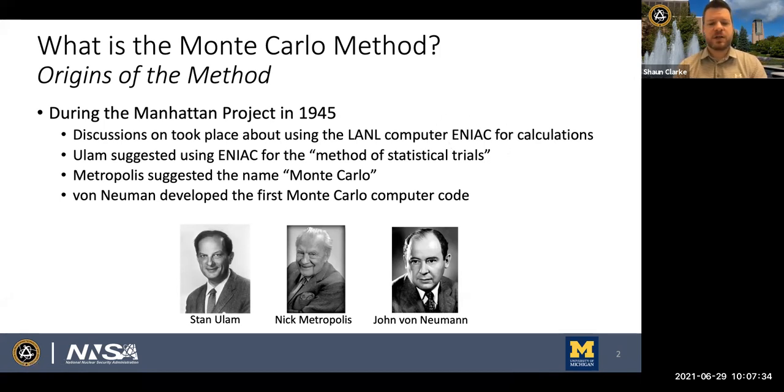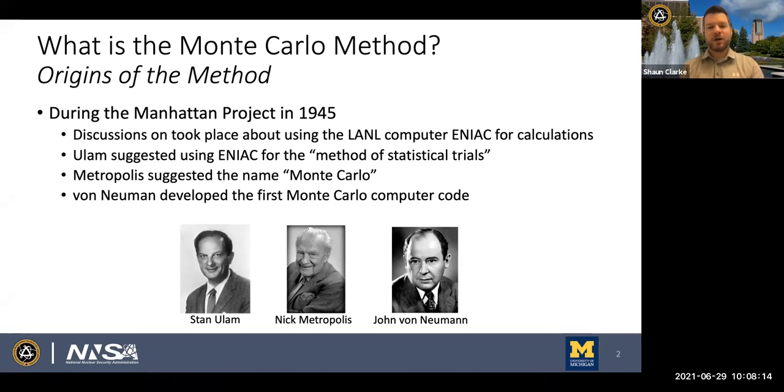And these three guys you see here at the bottom of the slide, Stan Ulam, Nick Metropolis, and John von Neumann, are largely considered to be the fathers of the Monte Carlo method, and they each sort of played a role in getting it started. So Stan Ulam was the first one to suggest using this computer to perform a method of statistical trials, while Nick Metropolis came up with the name Monte Carlo, which is kind of named after a famous city that's known for its gambling nightlife. And John von Neumann is the one that developed the first Monte Carlo computer code.